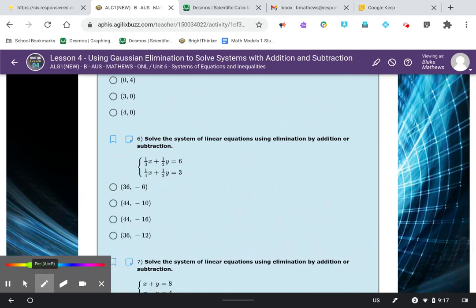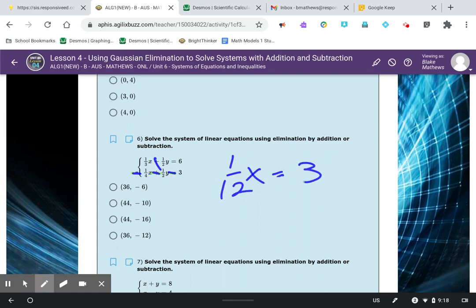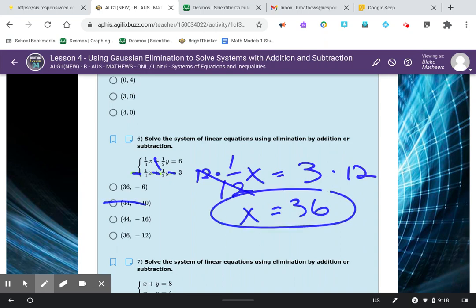If I subtract this entire equation, in a different color, minus, minus, minus, that's going to cancel those. It's going to be 1/3 minus 1/4, which is 1/12 x equals 3. Multiply both sides times 12. Sorry guys, I'm just getting this for you so you don't have to do this one. X equals 36. So it has to be A or D.